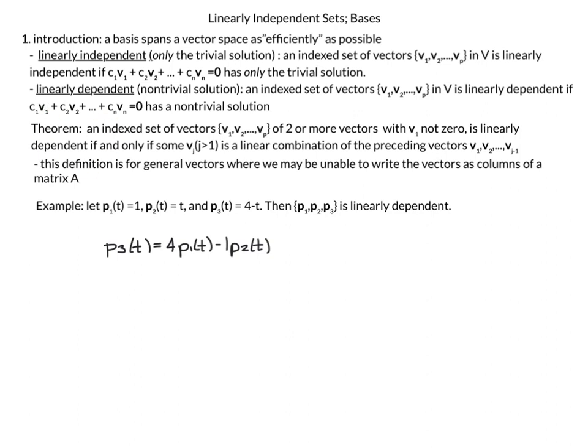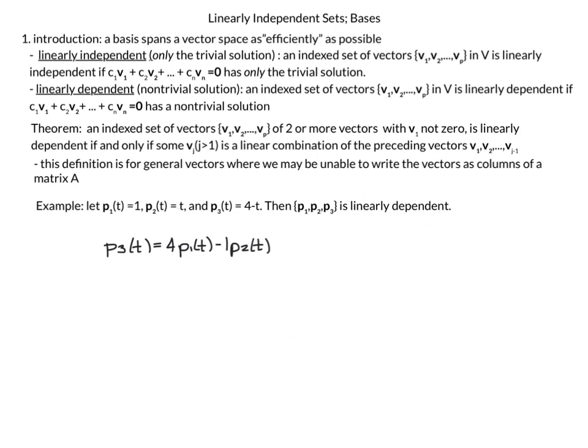We're going to talk about the vectors that represent the set of polynomials. So we're going to let p1, our first polynomial, equal 1. Our second polynomial, p2, is equal to t, and our third polynomial is equal to 4 minus t. And first, we're going to see that p1, p2, p3 are linearly dependent. And why is that? That's because p3 can be written as a linear combination of p1 and p2.